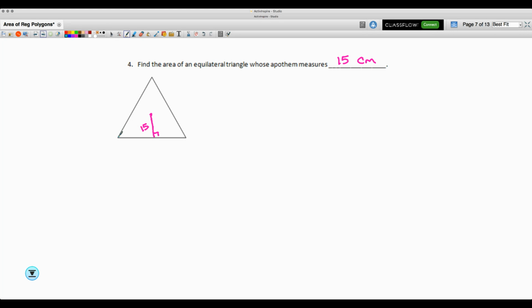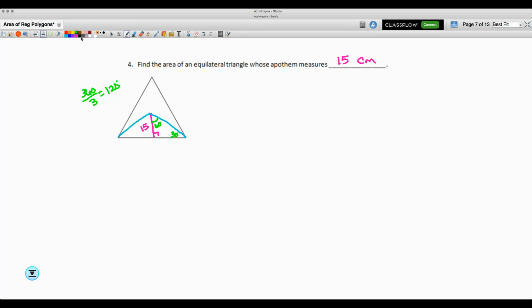Okay, so let's draw in our radii. All right, so step 1 is to find the central angle. 360 divided by 3 is going to be 120. And so that means these two create 120 degrees. So we divide that by 2. That makes that 60. So we have a 30, 60, 90 triangle.